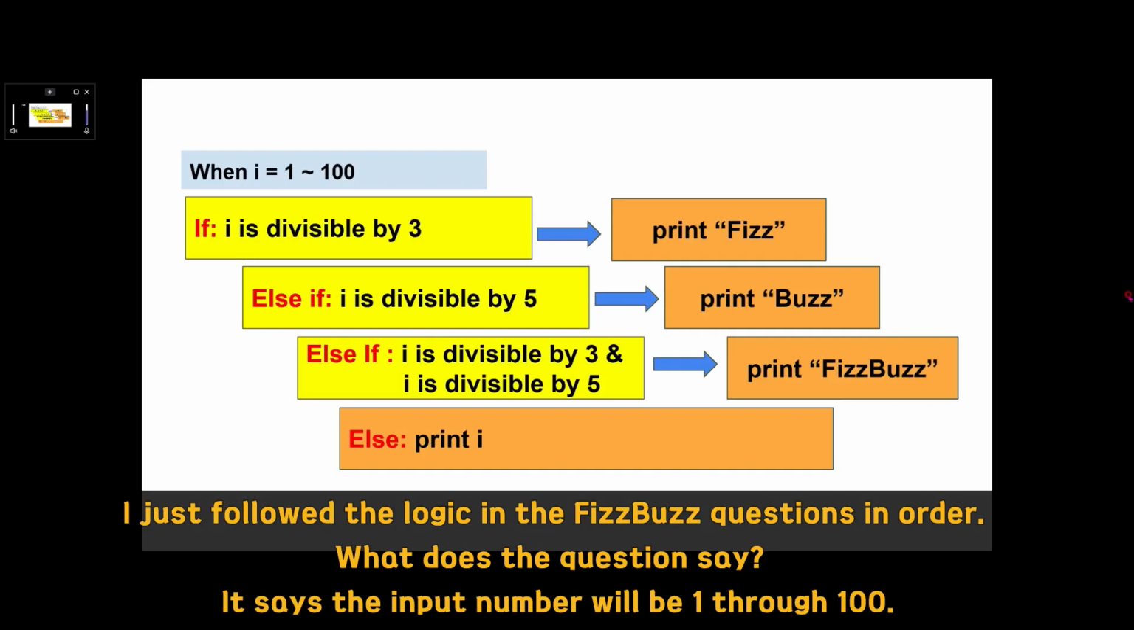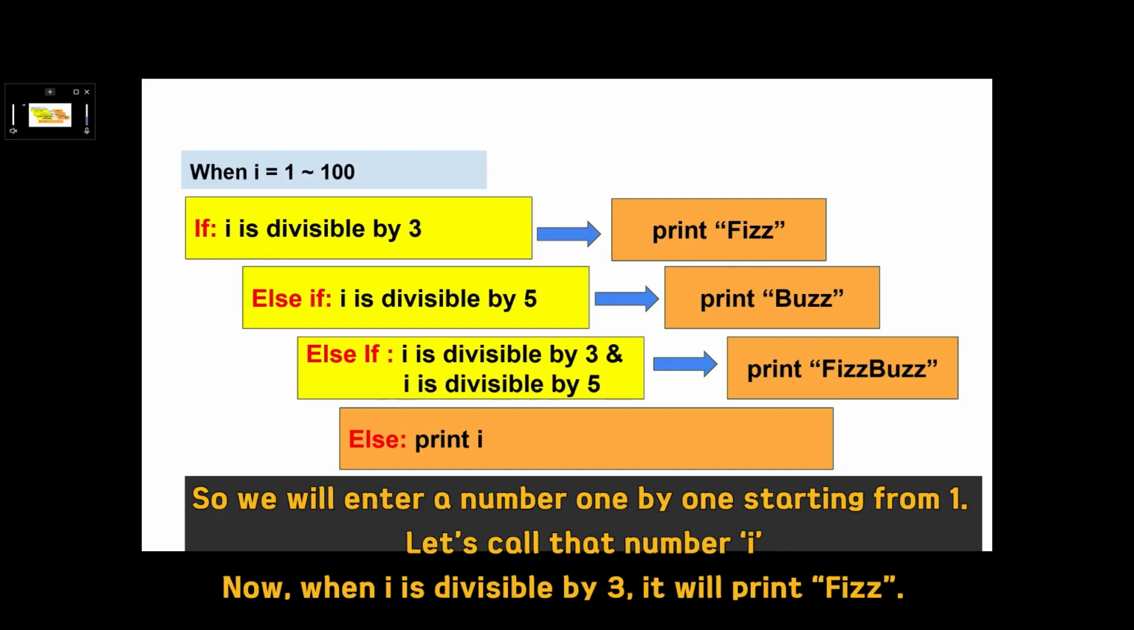I just followed the logic in the FizzBuzz question in order. What does the question say? It says the input number will be 1 through 100. So we will enter a number one by one, starting from 1. Let's call that number I.